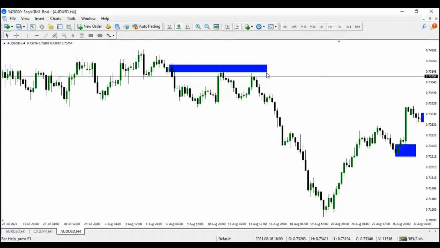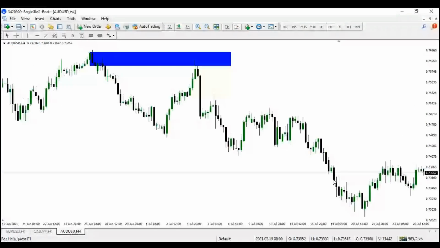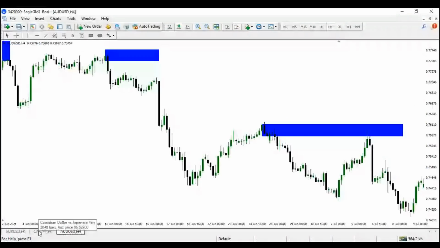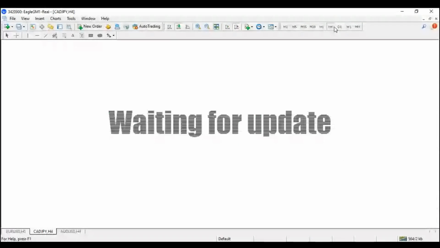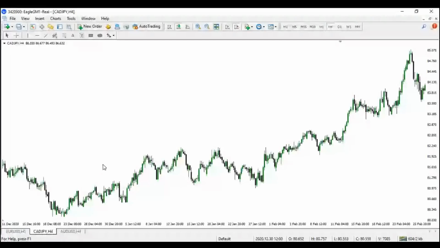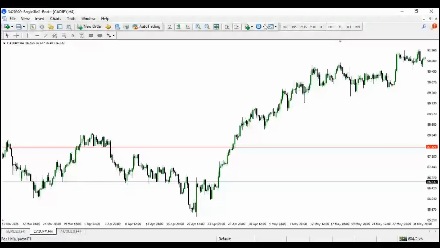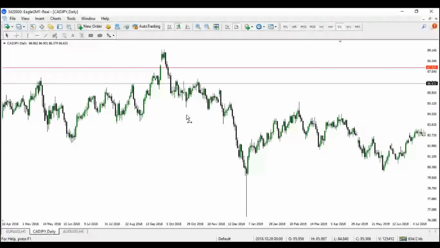Okay, so that's just order blocks. We've talked about what order blocks are. Okay, so let's talk about institutional order flow. Institutional order flow just means the direction price is moving in. So let's zoom this out a bit. Let's go to the daily time frame. I like to use the daily time frame for institutional order flows.